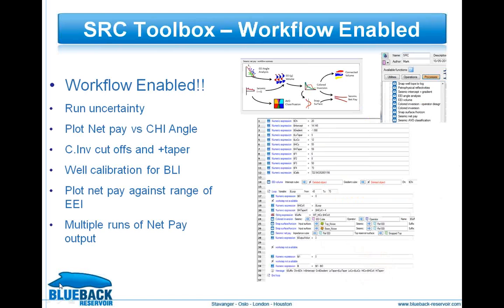As I mentioned, all of these tools in the SRC toolbox are workflow enabled. This allows easy repetition of the process. The input parameters can be adjusted to quickly see the consequences. As I said, how does selected chi angle affect resulting net pay? You can play around with the coloured inversion, cutoffs and tapers, and it also allows the process to be run in loops. So one will, for example, be able to plot total net pay against a range of EEI angles.